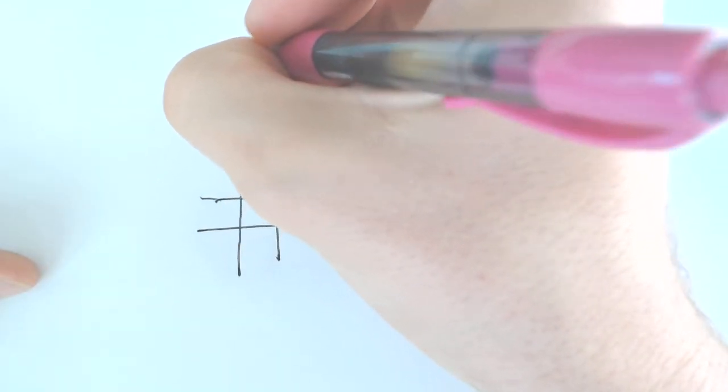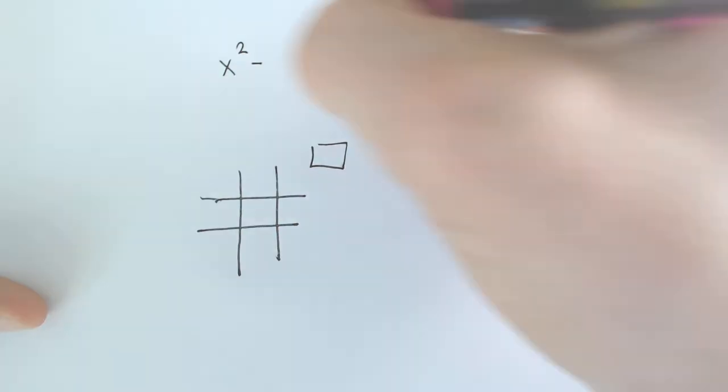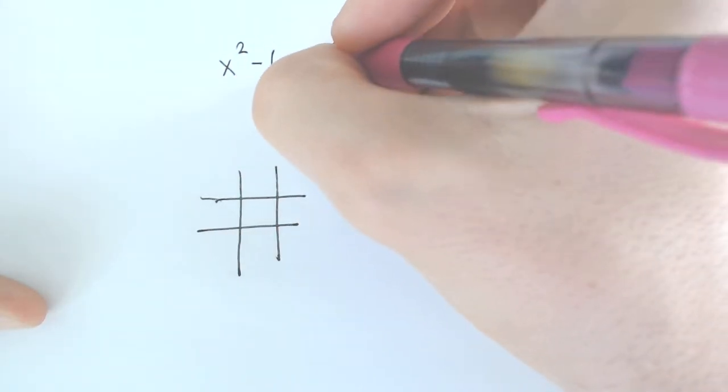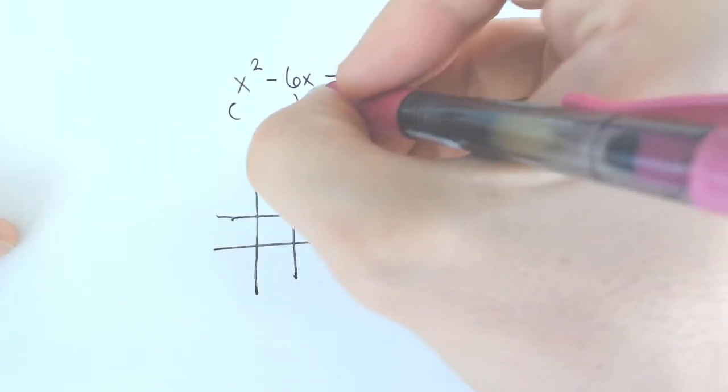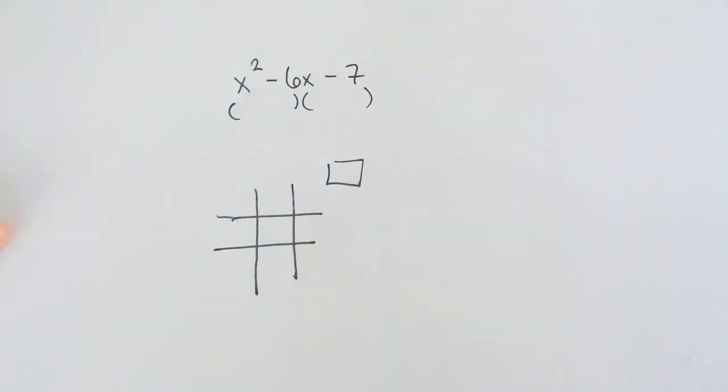Today we got a pretty good one. We are going to be learning how to factor using the tic-tac-toe method. Something that looks like that. So a factorable problem would be something like x squared minus 6x minus 7. And we want to take this and put it into parentheses and write the factored form.